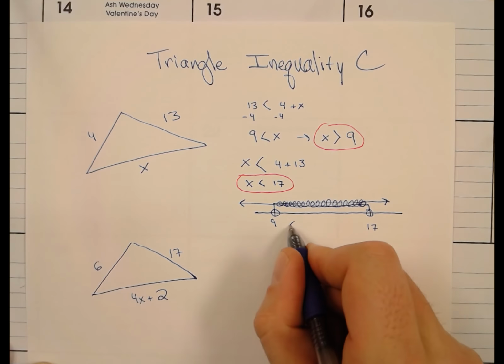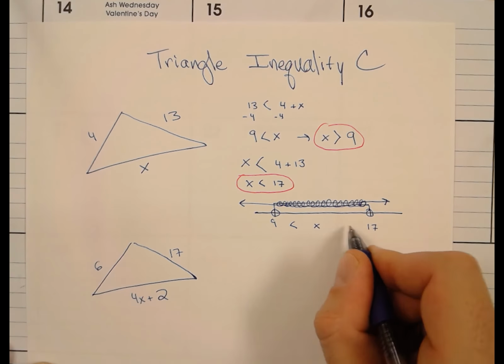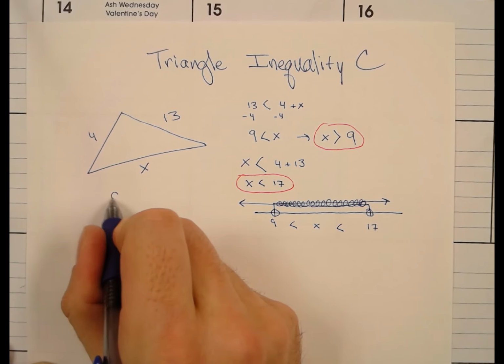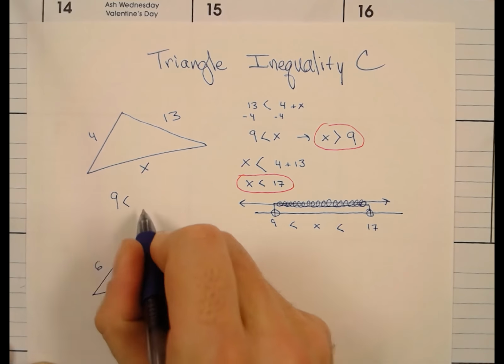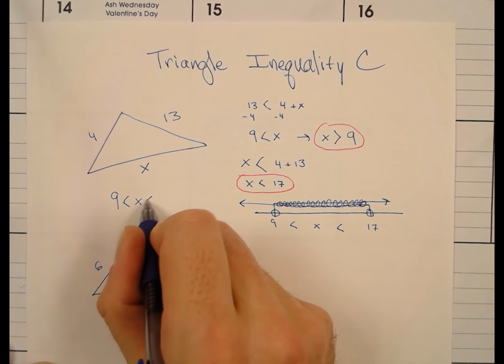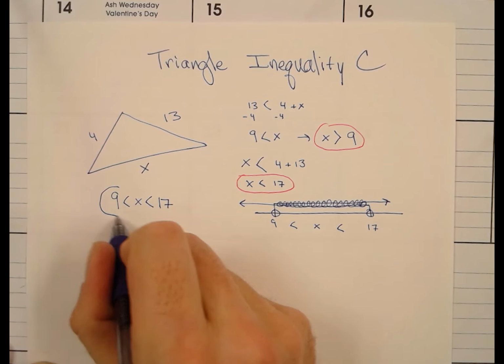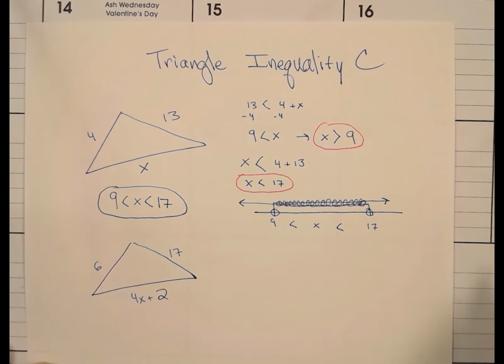So the way that we can write that is with a compound inequality, which is more than one inequality happening in the expression. 9 less than x less than 17 is like saying x is between 9 and 17.